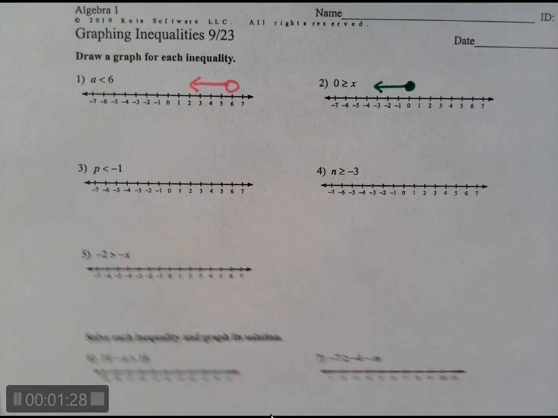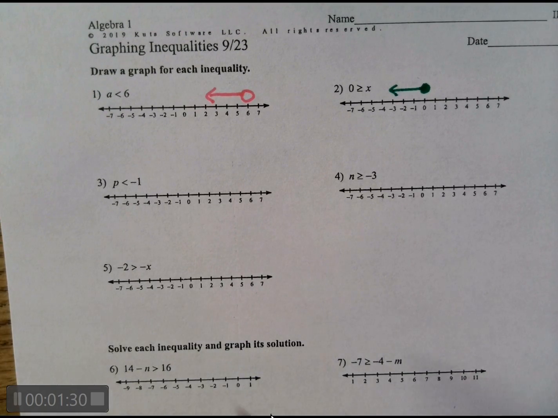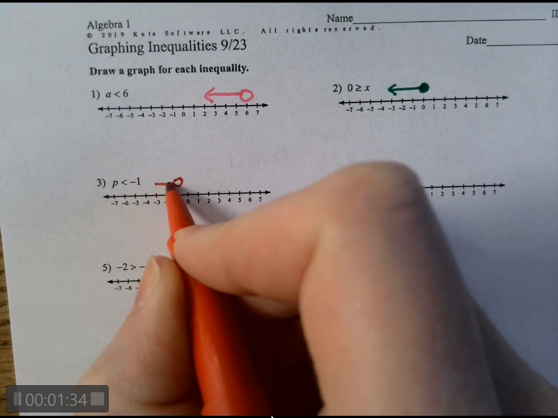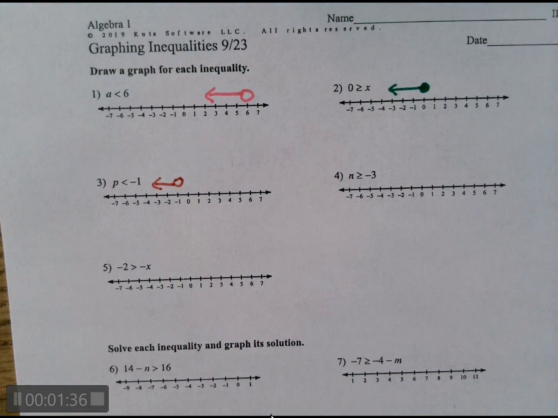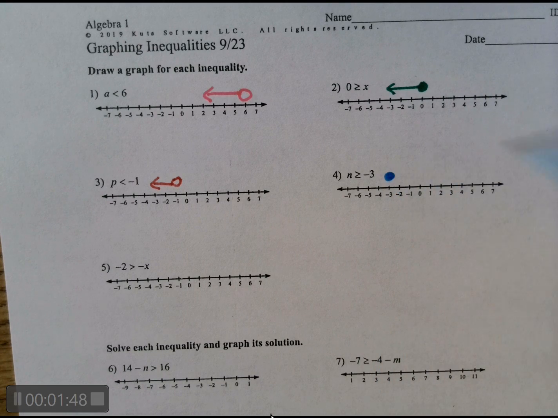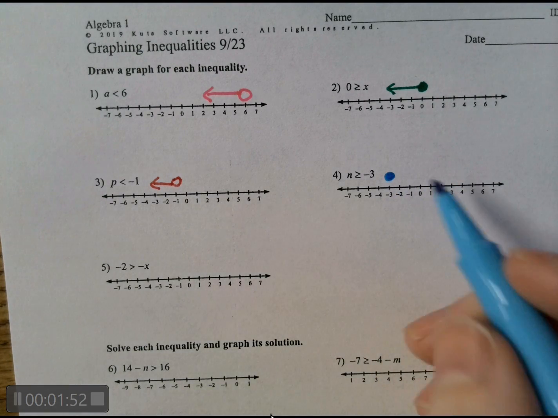Alright, p is less than -1. Hopefully you guys are all getting this now, and you are speeding way past what I am doing. Okay. Now, n is greater than or equal to -3. So this time, when we have our closed circle over -3, we need to include all the numbers that are greater than -3.